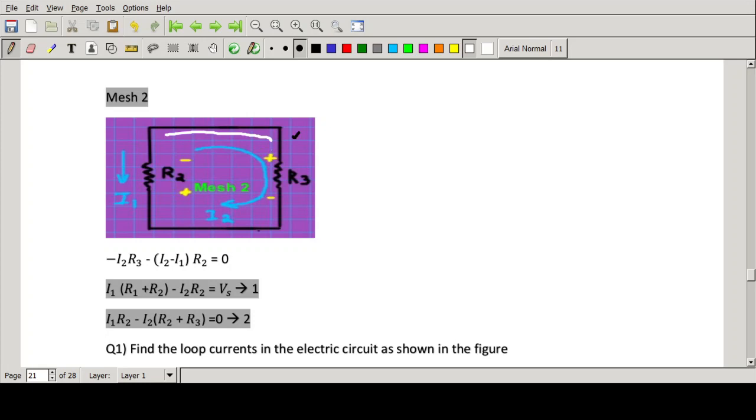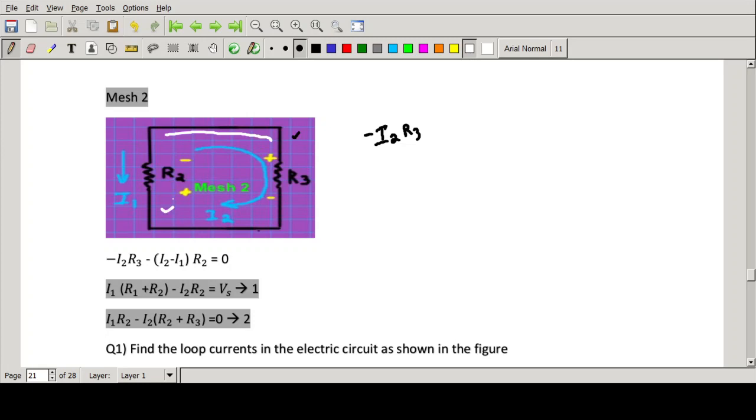You can see the voltage drop is from plus to minus. That means it is reducing, right? So you will write it as minus, which current? I2. What is the resistance? R3. Okay. Now again you are moving and you reach this point.